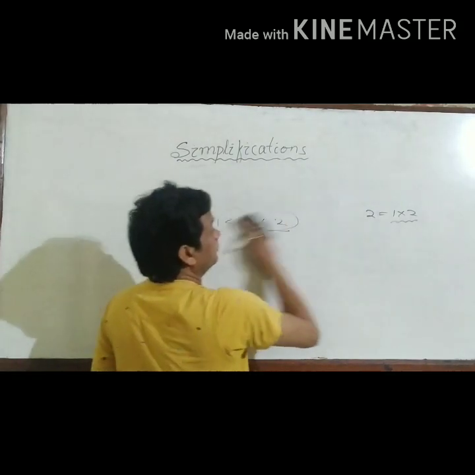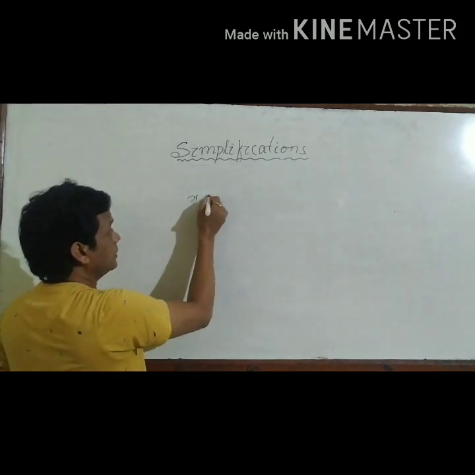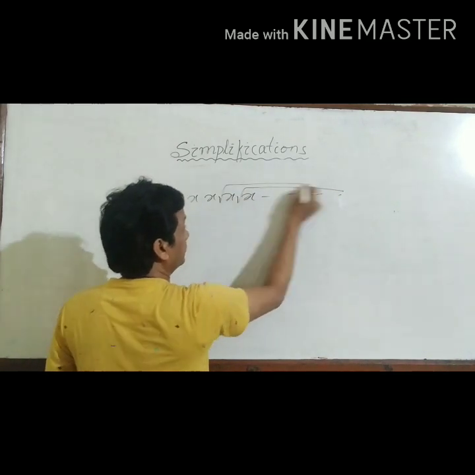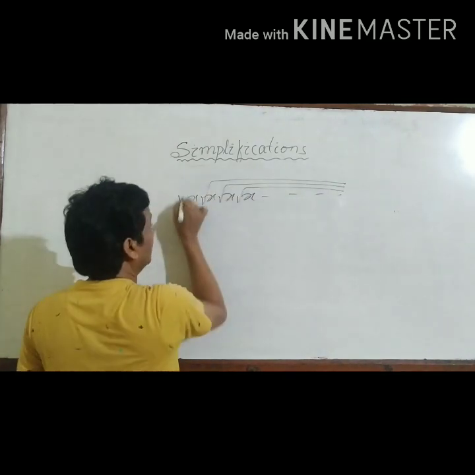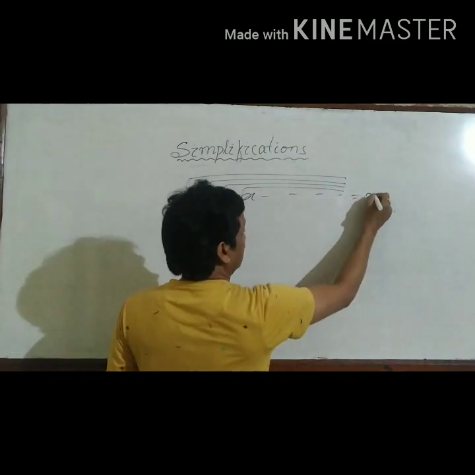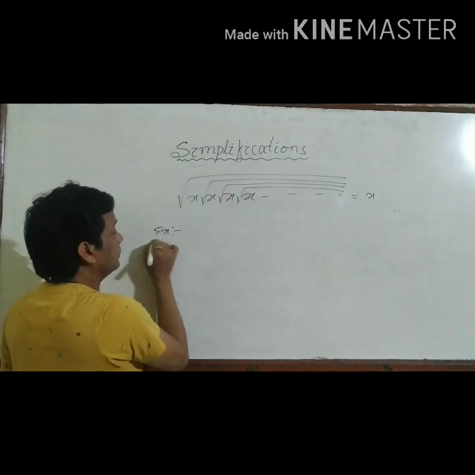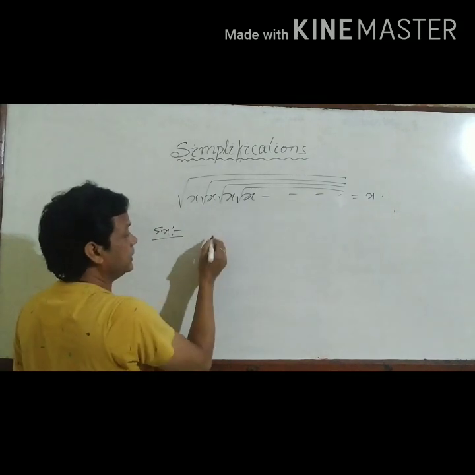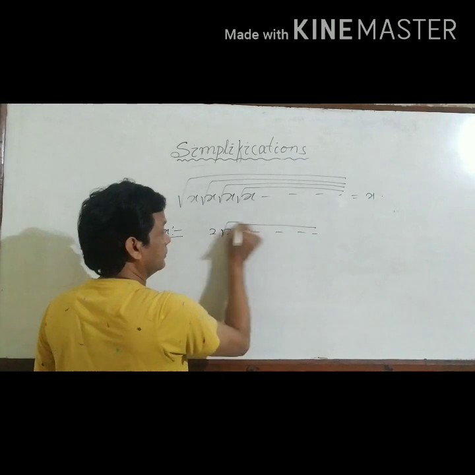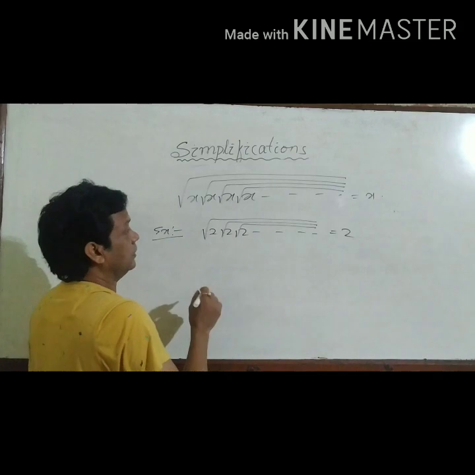Next, see here. If the number is like this, root of x into x into x into x up to infinity, with the root over everything, the answer will be simply x. I am giving an example. Here the into sign is there and up to infinity it is there. So root of 2 into 2 into 2 and so on, and the answer will be 2. You can see here how it is true.